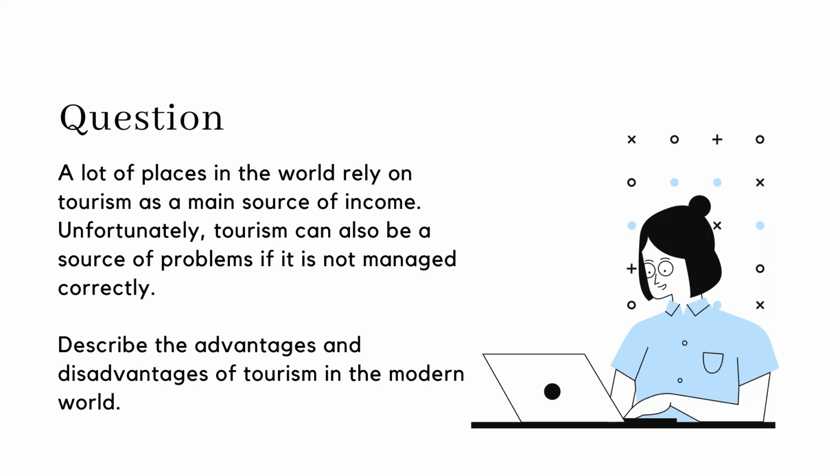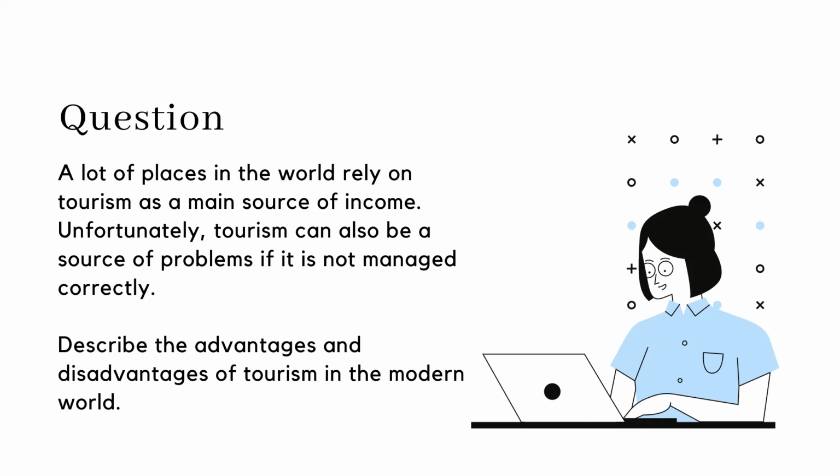Now, let me explain the question. It says that there are a lot of places in the world that depend mainly on tourism for income. Your job is to mention the advantages and disadvantages of tourism in today's world. Now, before we start, you all need to make sure that you have thoroughly understood the entire question. Because if you forget the tiniest piece of information, you may answer a question which was never asked of you. So let us see the steps required to write an essay.